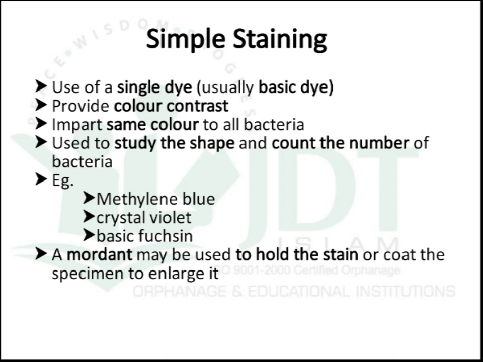Usually that will be a basic type and it will provide color contrast and also impart the same color to all the bacteria. Whatever be the color of the stain, that will be given to all the bacteria. This simple staining method is used to study the shape and also to count the number of bacteria. Examples are methylene blue, crystal violet or basic fuchsin. Any one of these basic stains is usually used in simple staining. A mordant also can be used to hold the stain or to coat the specimen to enlarge or emphasize its structure.